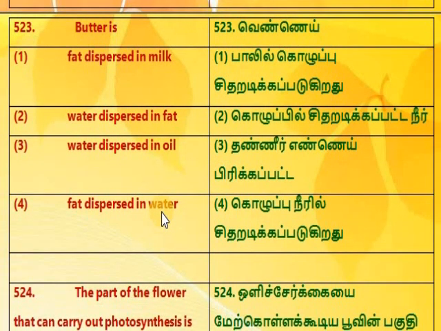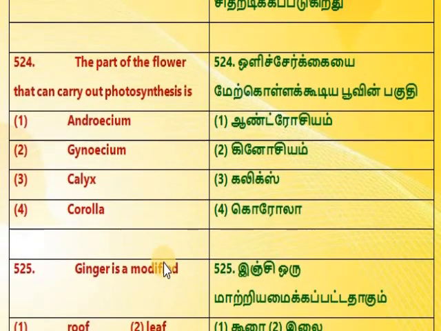523. Butter is 1. Fat dispersed in milk. 2. Water dispersed in fat. 3. Water dispersed in oil. 4. Fat dispersed in water. 524. The part of the flower that can carry out photosynthesis is 1. Androecium. 2. Gynoecium. 3. Calyx. 4. Corolla.